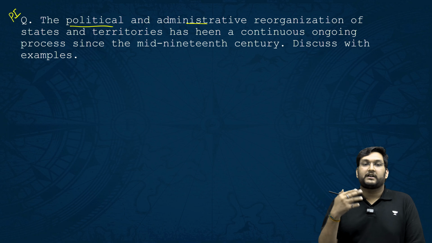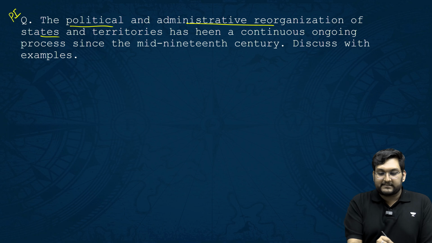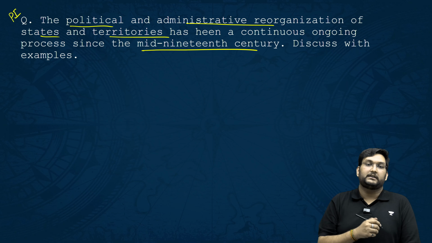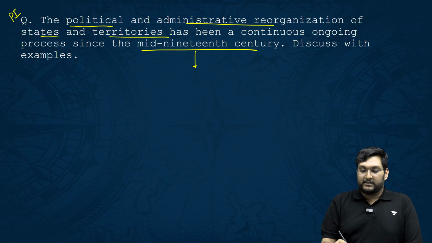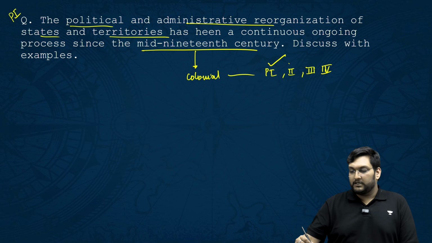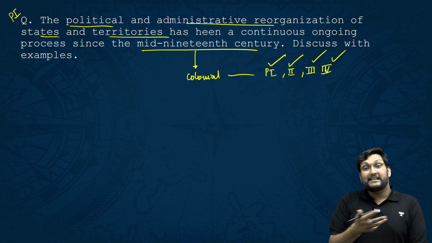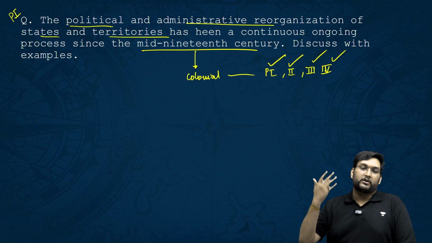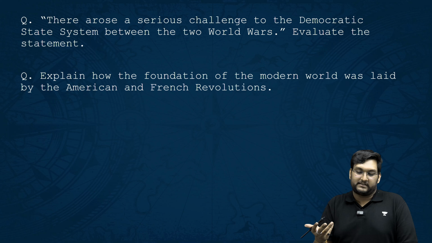And if you move out to post-independence, again the questions are theoretical, based on understanding that the political and administrative reorganization of India and its states and territories has been a continuous ongoing process since the mid-19th century. Now this basically is asking you to start from colonial and then talk about the 4 phases in which reorganization is still happening. So from linguistic to tribal to the concept of regional inequality to national security. This again needs a continuous understanding of the process of what we call reorganization.